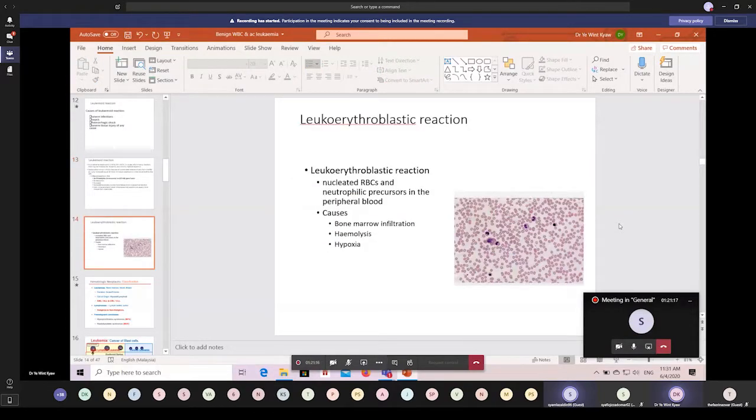I will go to the leukoerythroblastic picture. It means both RBC and WBC immature cells you can see in the blood film. It is caused by bone marrow infiltration by cancer, or hemolysis, or hypoxia.